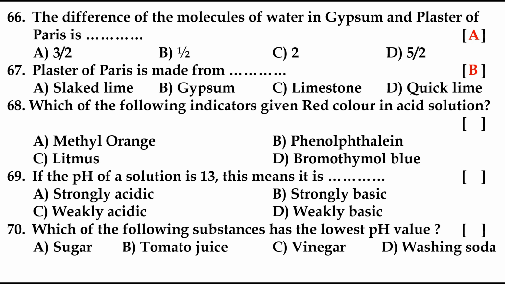68. Which of the following indicators gives red color in acidic solution? A. Methyl orange. B. Phenolphthalein. C. Litmus. D. Bromothymol blue. Answer is option A. Methyl orange.